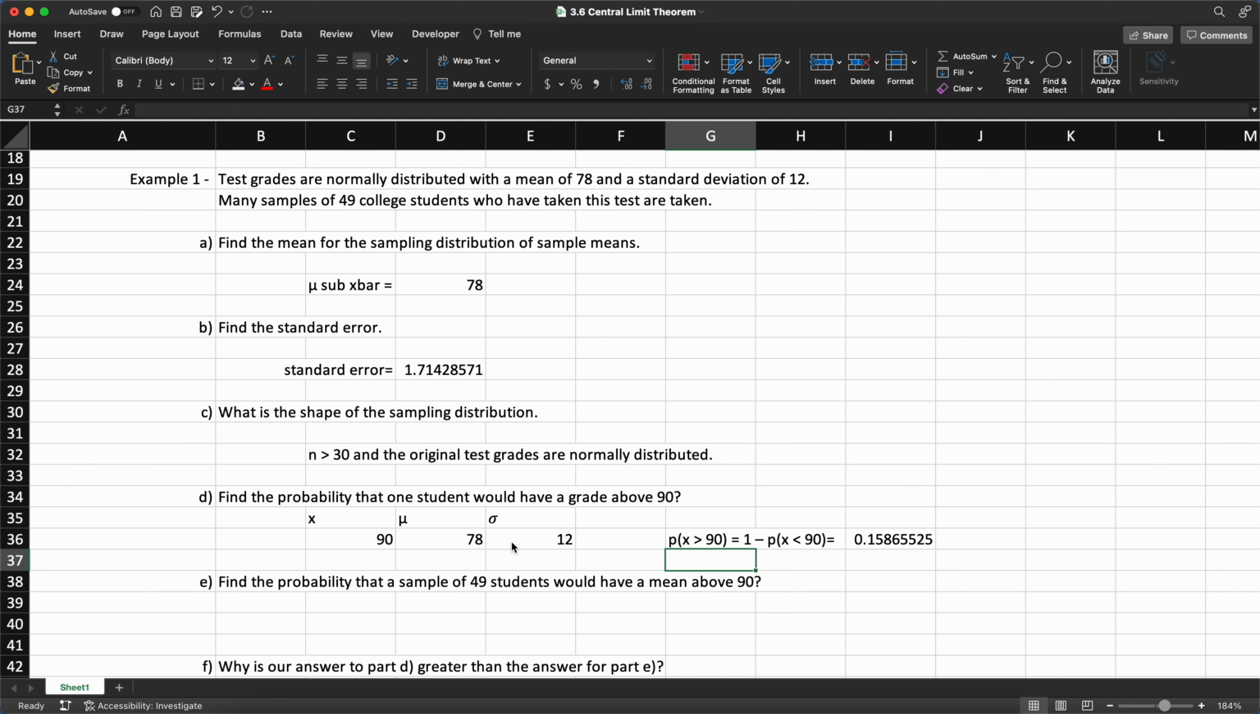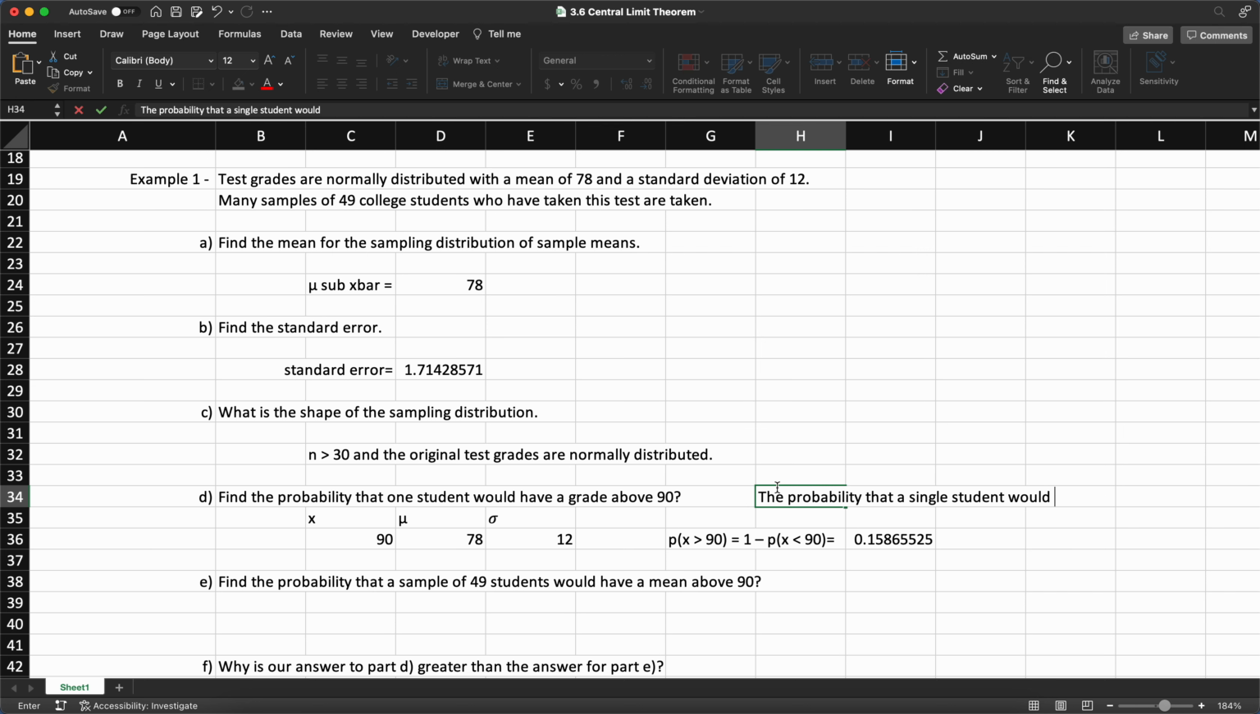And so what that gives us is a 15.87% chance. So the probability that a single student selected randomly would get above a 90 is 15.87%. And that's the sentence I'm going to write for my final answer.